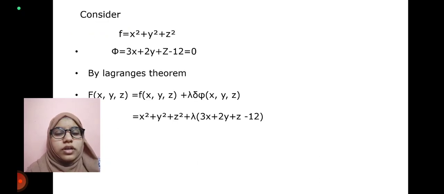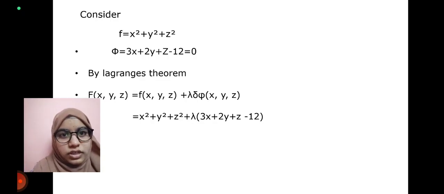Next, consider f equals x square plus y square plus z square. This is the square of the distance OP. We declare the variable f equals x square plus y square plus z square, and the plane phi equals 3x plus 2y plus z minus 12 equals 0.